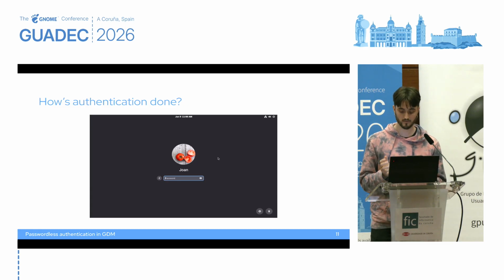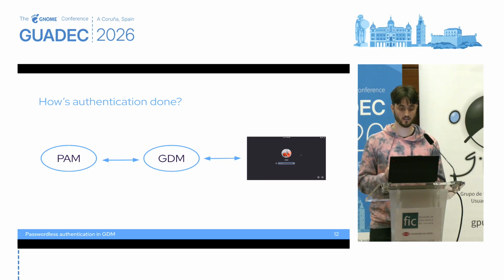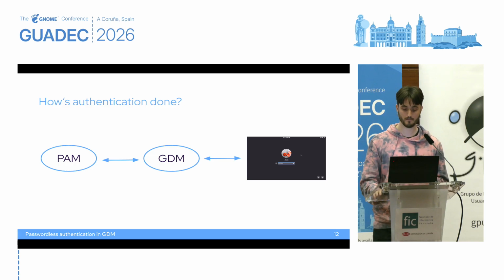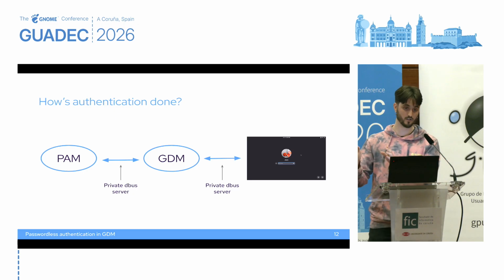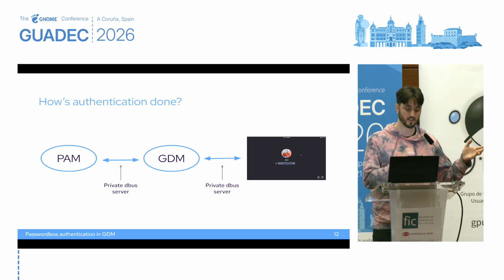So how does the authentication work? Well, by communicating with GDM. GDM, for each GNOME Shell, is going to create two private D-Bus servers. One is going to be used between GDM and GNOME Shell, and the other one between the process that is doing the PAM conversation and GDM.